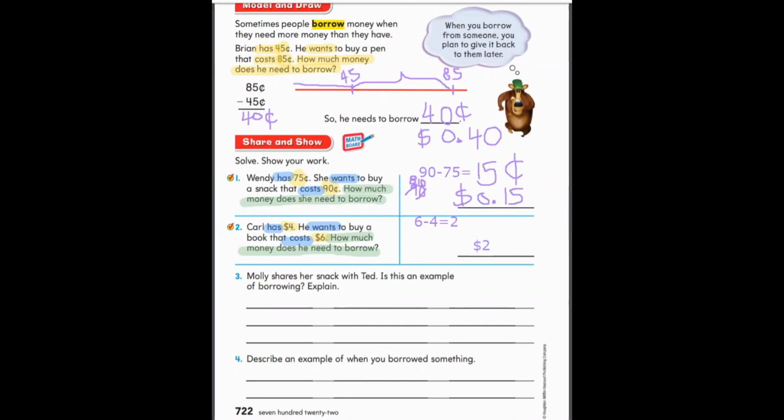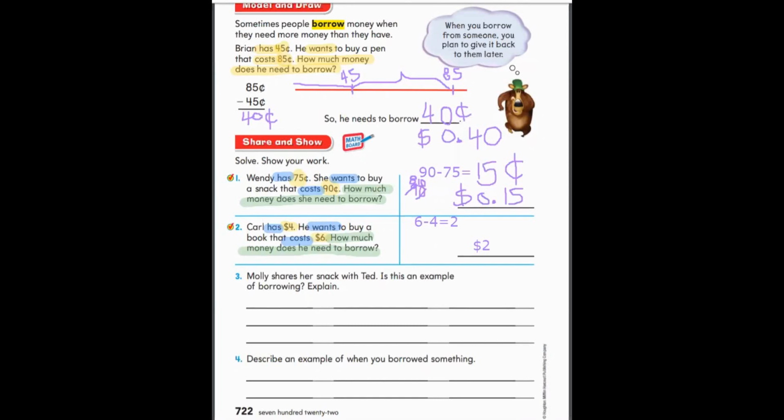We're going to start reading the problem. Molly shares her snack with Ted. Is this an example of borrowing? Explain. Okay. Well, we don't have to use numbers here because we don't have numbers. It's just what we think here.